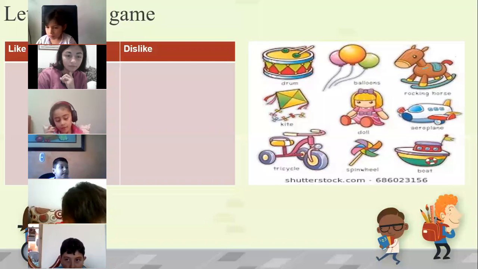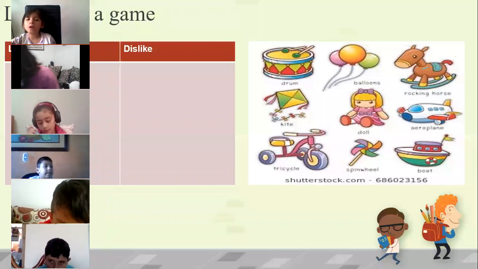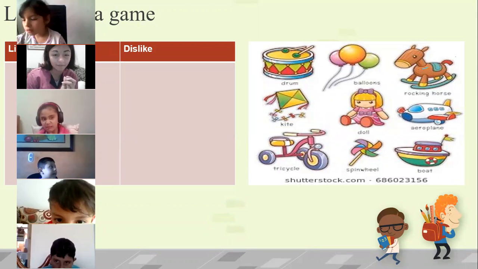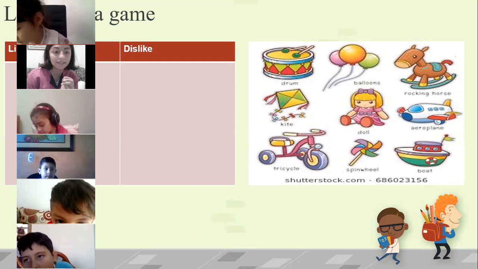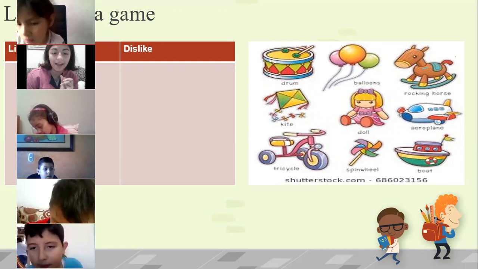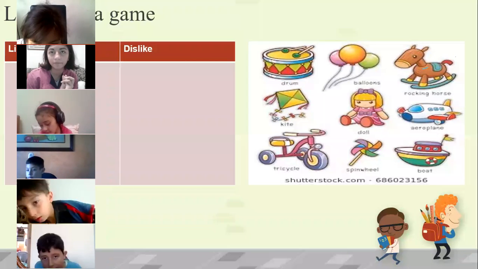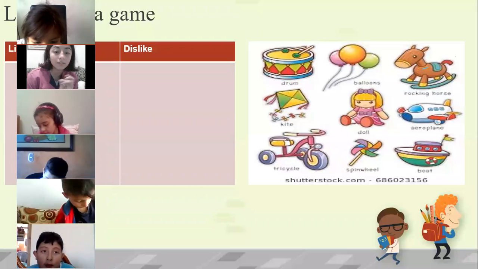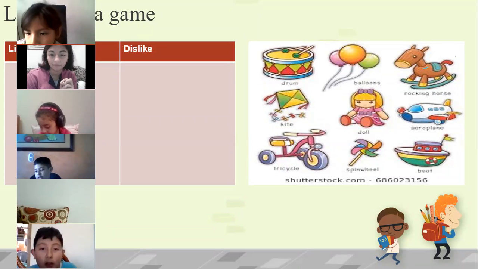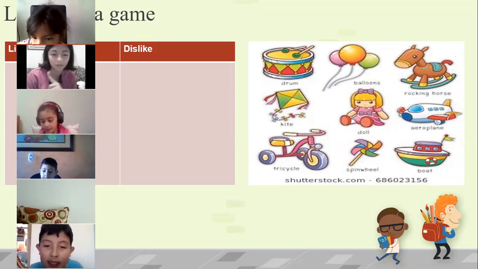Okay. So what toy do you like? ¿Qué juguete te gusta? Drum. Okay, so you say, I like... ¿De los que están acá? Yes, here, in the picture, yes. I like the drum. And the drum. And what toy don't you like? No te gusta, don't you like?